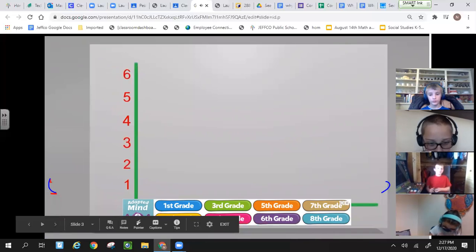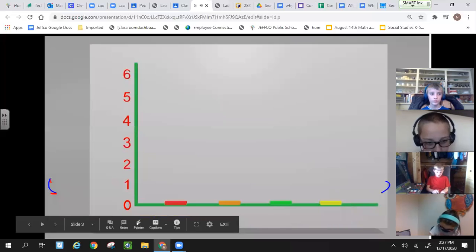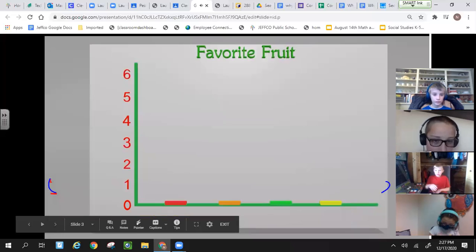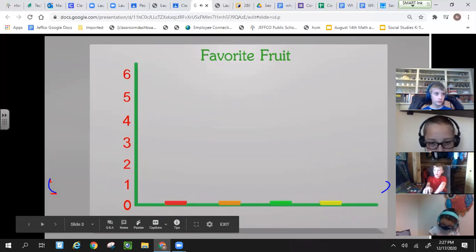Now we will put all this information that I have gathered into a bar graph. A bar graph is another way to represent data. It is a lot like a picture graph, but without the pictures or symbols. Here's our graph, but the first thing we need to do with any graph is what? We need a title. Since the information we collected was on favorite fruits, let's call it favorite fruit. With this graph, I want to put the names of the fruit on the bottom and the numbers on the left side going up.